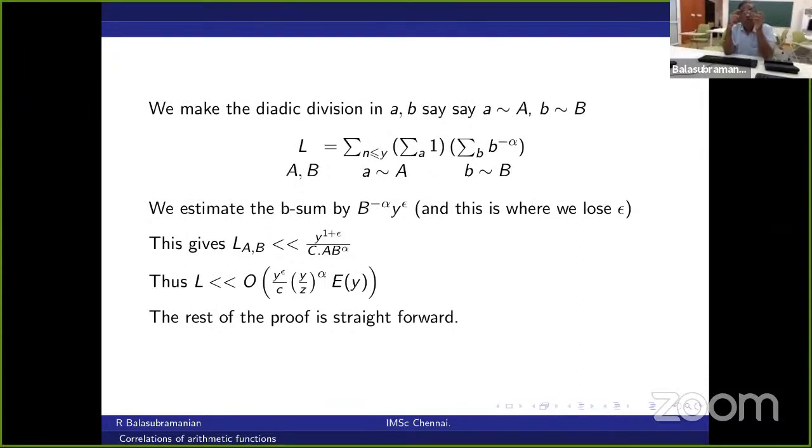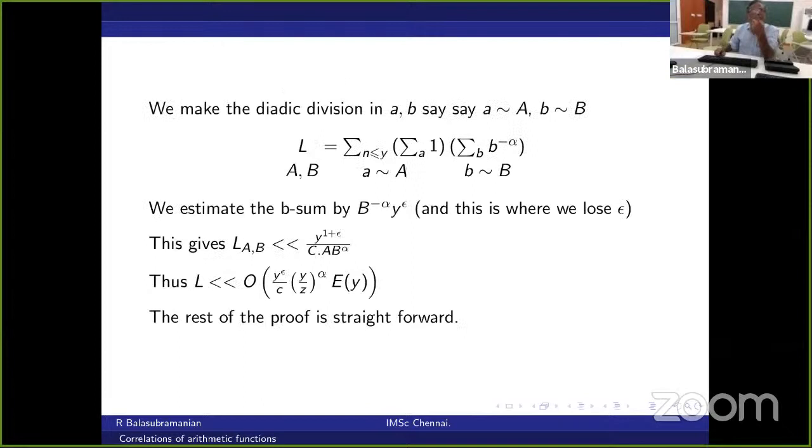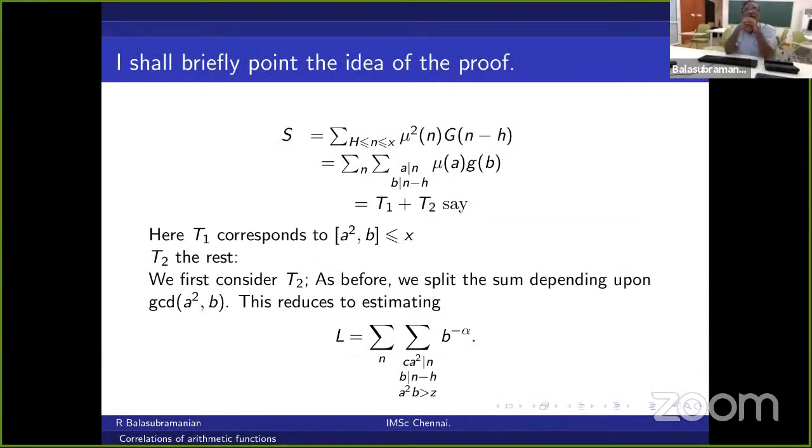Once you have the summation over 1 over AB power alpha, summed over capital A square B bigger than or equal to Z, then that L actually becomes O of y power epsilon by C, y over Z power alpha, E of y. Once you do that, the rest of the proof is straightforward. Now the T2 summation has been estimated as y power epsilon by C, y over Z power alpha, E of y. And now you have to look at the T1 summation.